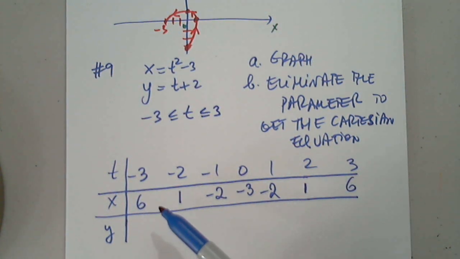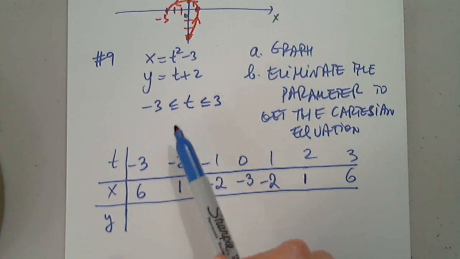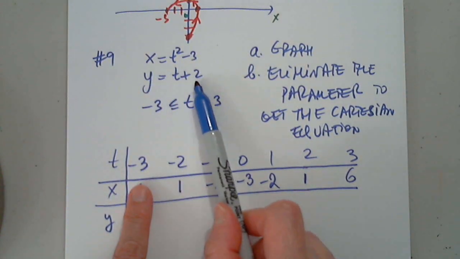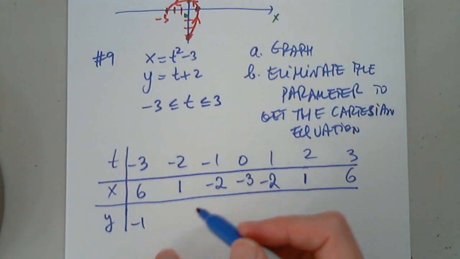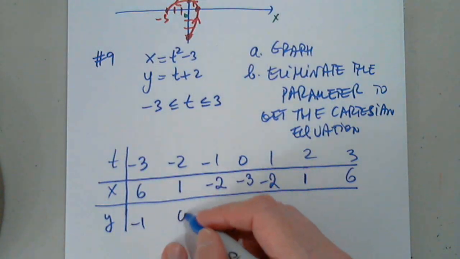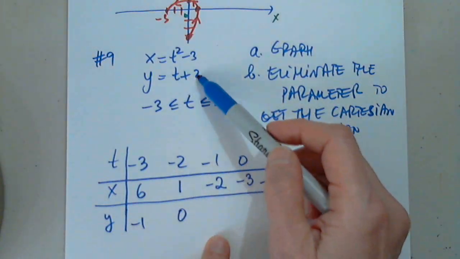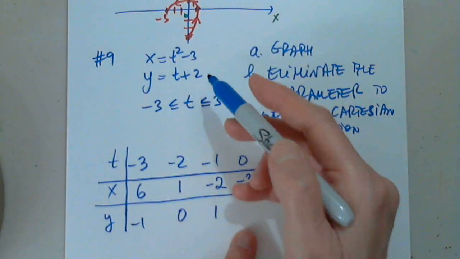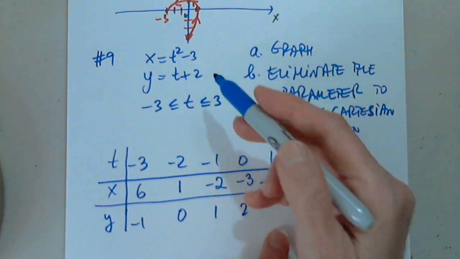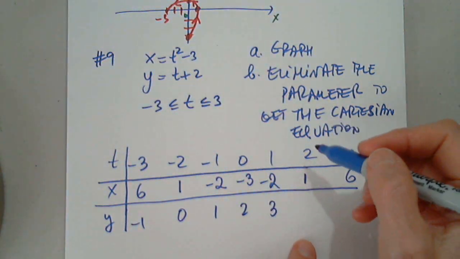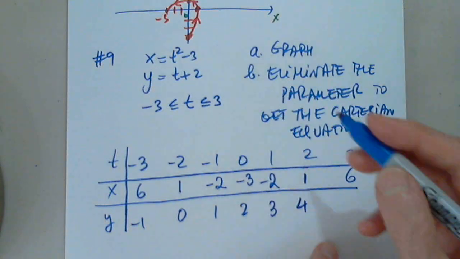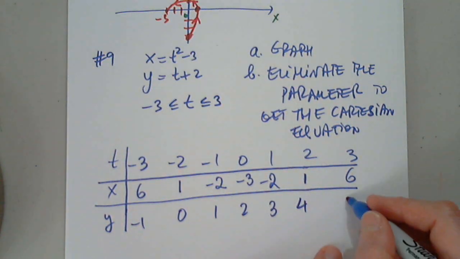Let's move on to y. For negative 3 plus 2, negative 1. Negative 2 plus 2, 0. Negative 1 plus 2, 1. 0 plus 2, 2. 1 plus 2, 3. 2 plus 2, 4. 3 plus 2, 5.